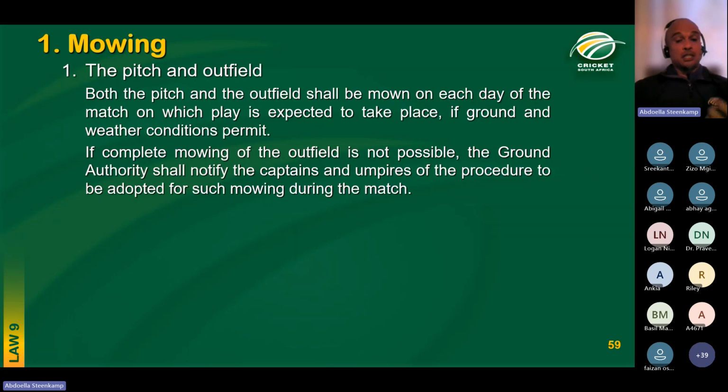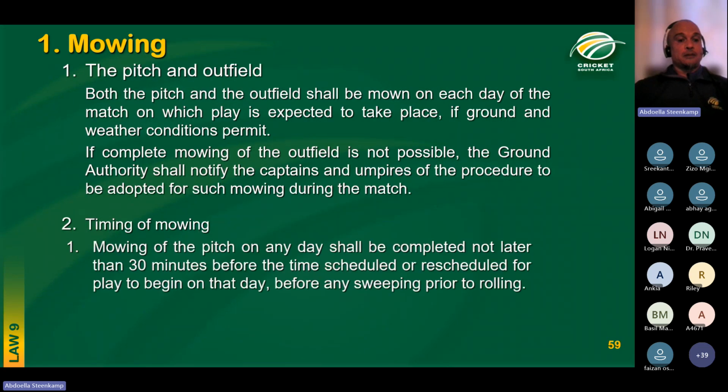Sometimes conditions don't allow for mowing. The laws tell us if it's not possible to mow the outfield, the ground authority must notify the captains and umpires of the procedure that they will adopt to mow if there is rain around. So now we know the pitch and the outfield need to be mown on subsequent days, day 2, day 3, day 4, day 5. So when do we mow the pitch and the outfield? Let's start with the pitch.